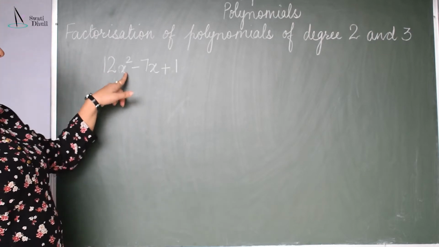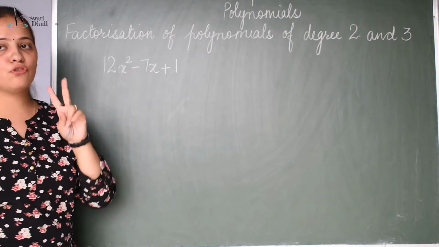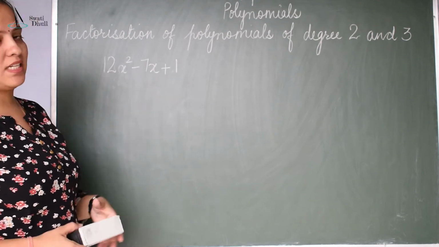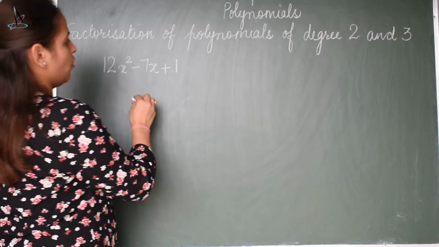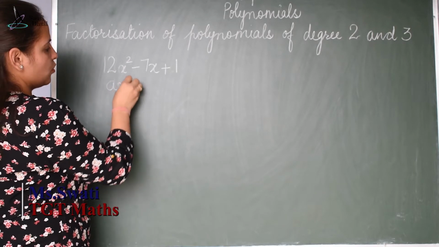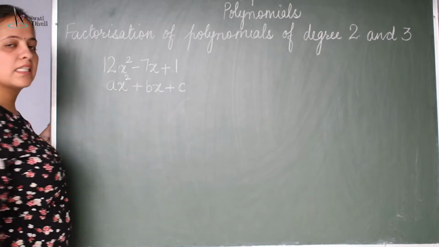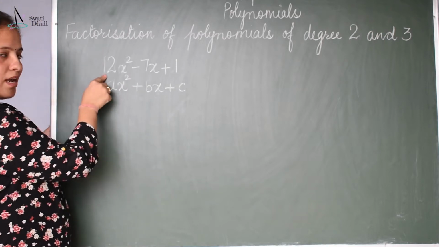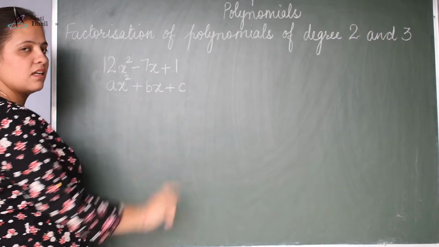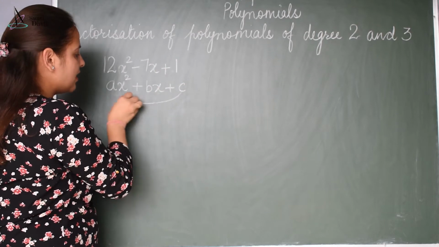I need to factorize it. Now see, the highest degree of this polynomial is 2. That means it must have 2 factors. Now how to factorize this? Let's move step by step. First of all, you know that the quadratic polynomial is of the form ax square plus bx plus c. Now see here, a is 12, b is minus 7 and c is 1. Now what I have to do is, I have to multiply this c with a.